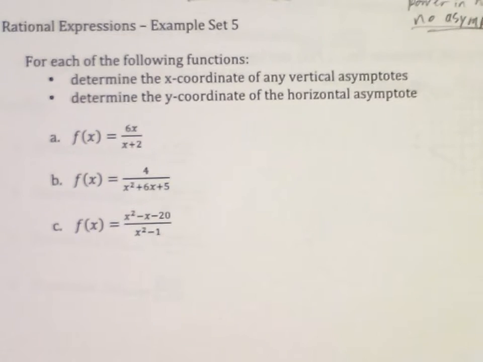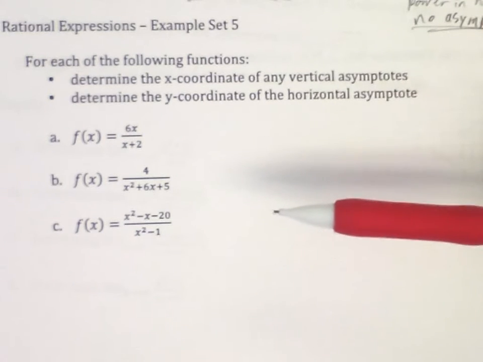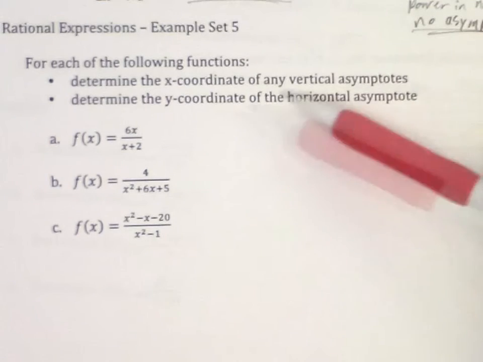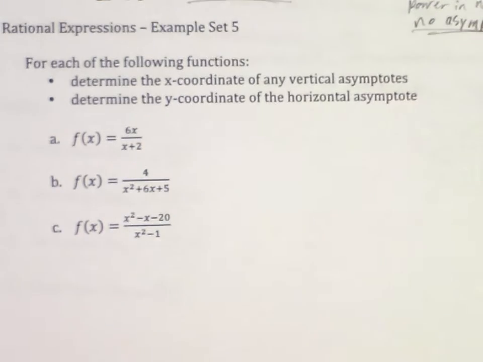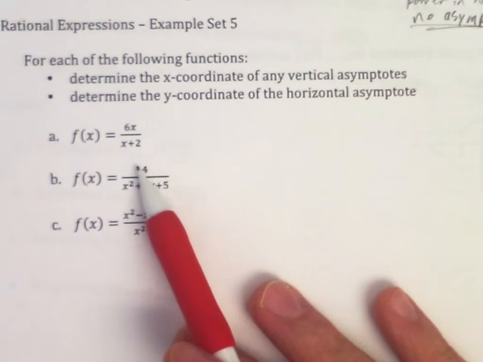Okay, continue our discussion of rational expressions. We have example set 5, and for these functions that they've given us, they want us to determine the x-coordinate of any vertical asymptotes and the y-coordinate of any horizontal asymptotes, which are the only way you can have those respectively. And remember, what we just learned in the previous video is that vertical asymptotes are going to occur with the denominators equal to 0.